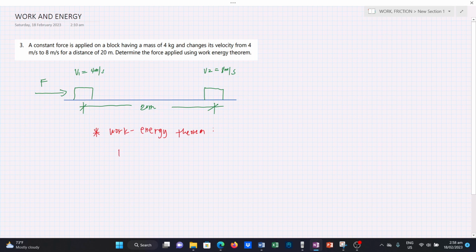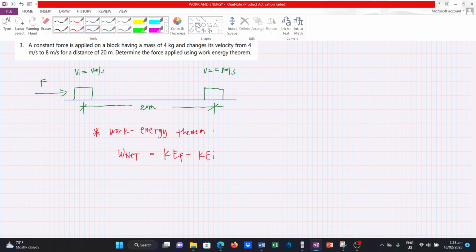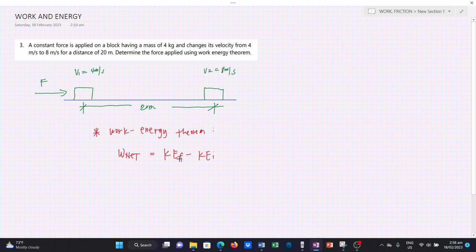The work energy theorem states that the net work done on the object is equal to the final kinetic energy minus the initial kinetic energy na nandun sa object natin. So, eto na class yung formula. Ulitin ko. The net work done on the object is equal to the final kinetic energy minus the initial kinetic energy. So, ito yung formula na kailangan nyo tandaan.